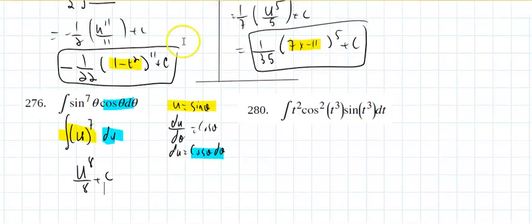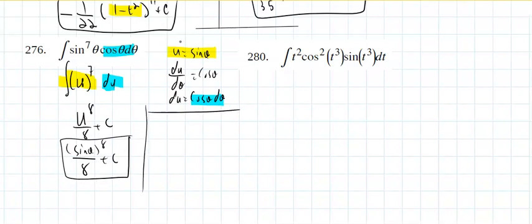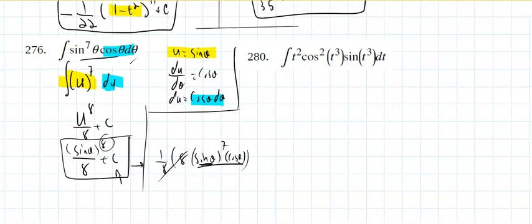Now, I didn't mention, but here I'll show you. Put u back in. Now, you could always check your work. Taking a derivative is a lot quicker. If you take a derivative of this, you should get that. You take the 1/8 out of the picture. You bring the power down, subtract 1 from the power, times the derivative of the inside. The 8's cancel out, and you're left exactly with what you started. You could always check your work.